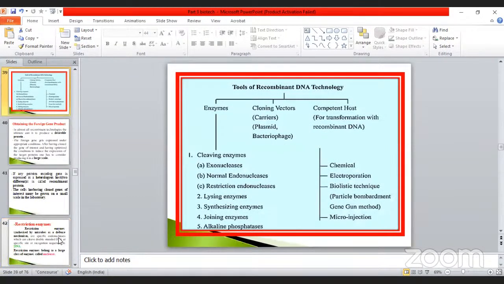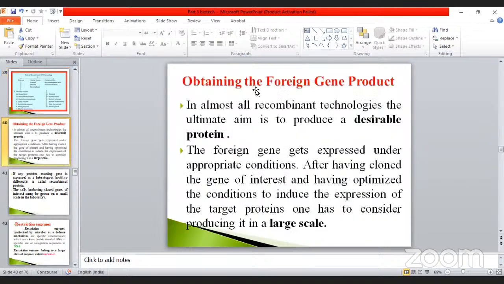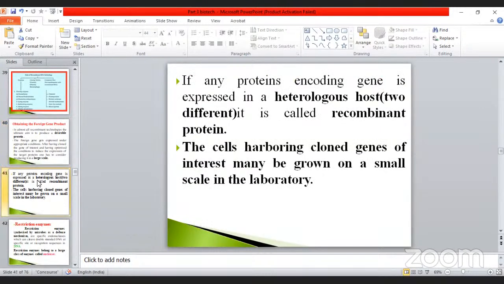What are the enzymes involved in DNA technology? You already know about enzymes and cloning vectors. What are the competent hosts? What are the cleaving enzymes? The carriers, you already know, are plasmids and other vectors. Competent and ready for transformation with recombinant DNA technology: chemical and electroporation, biological techniques, gene gun method, and microinjection. Next, how will you obtain the foreign gene product? The foreign gene product is obtained only for the desirable protein molecules, in large scale, in laboratory aspects. You already know about those things.